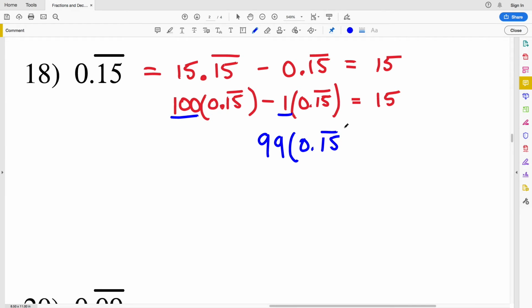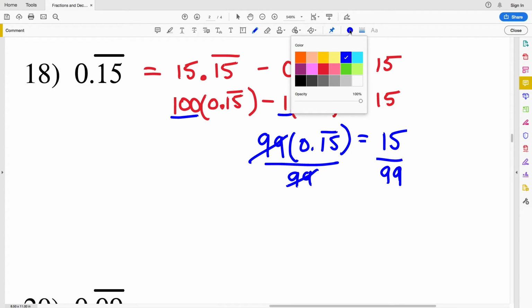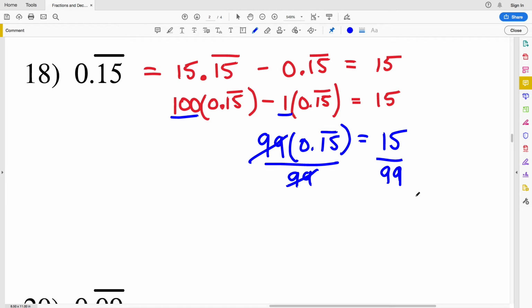So 99 times 0.15 is equal to that whole number 15. And I'm so close to being done because here is what I started with. 0.15 is equal to, let's just get rid of this 99. And in order to do that, divide by 99. 99 divided by 99 is 1, and 1 times 0.15 repeating is 0.15 repeating. So this is equal to 15/99. And if you want to, feel free to double check with a calculator.